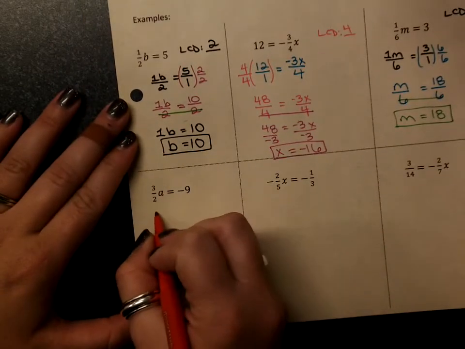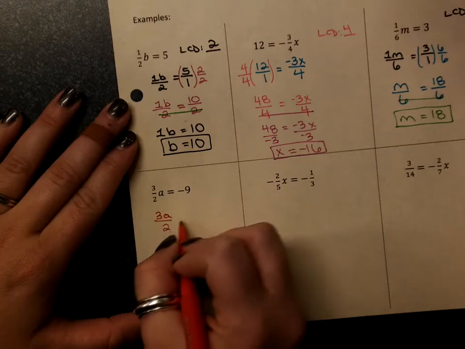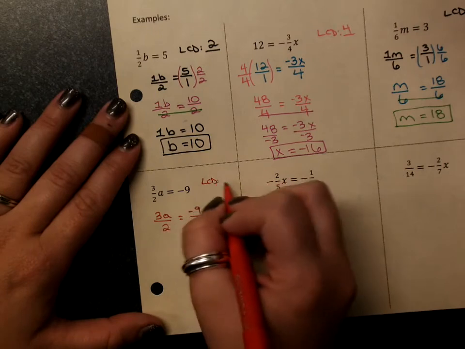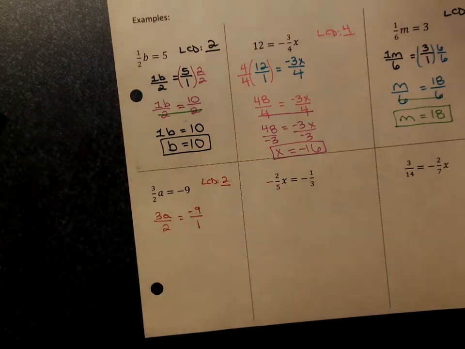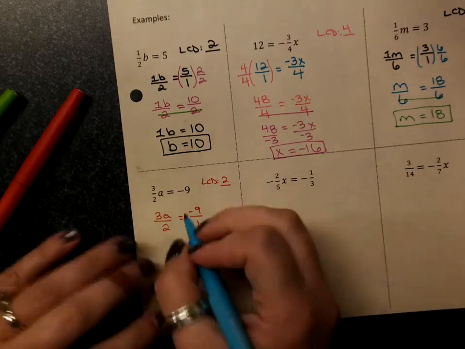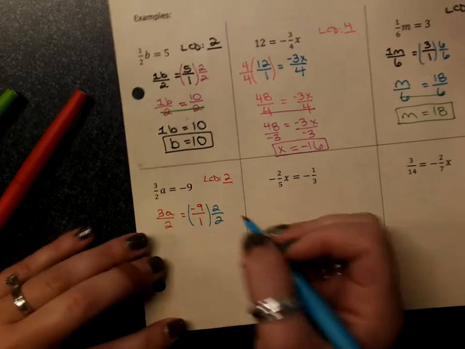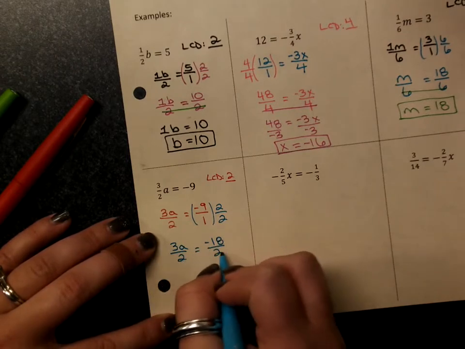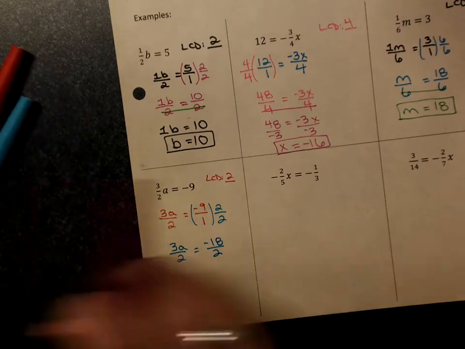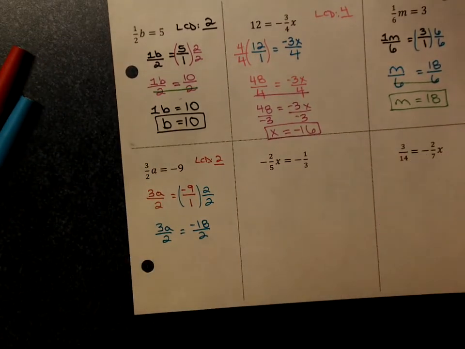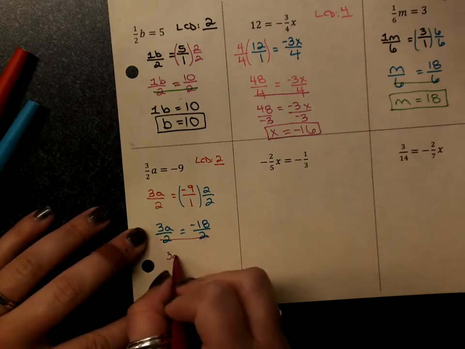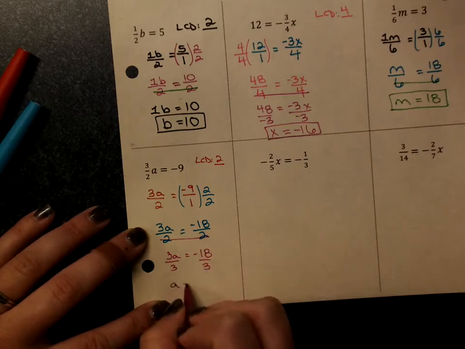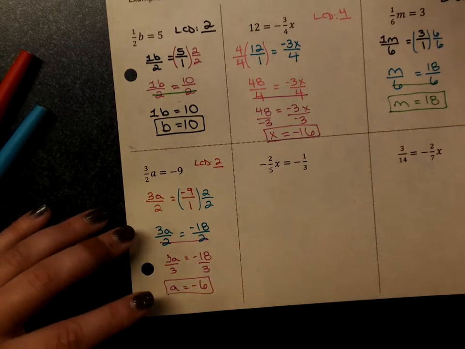Again, we're going to put that variable up top, so we'll have 3a over 2 equals negative 9 over 1. Our LCD will be 2. So we're going to multiply the fraction that doesn't have 2 by 2 over 2. That makes 3a over 2 equals negative 18 over 2. Keep the negative up top. Now that the denominators are exactly the same, we can eliminate them. That gives us 3a equals negative 18. Divide by the coefficient, and a equals negative 6.